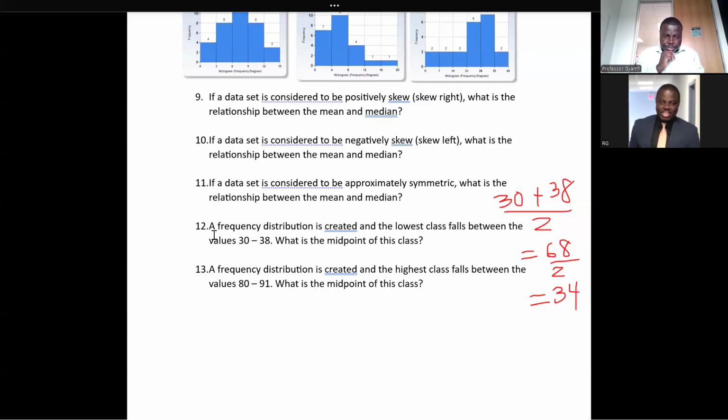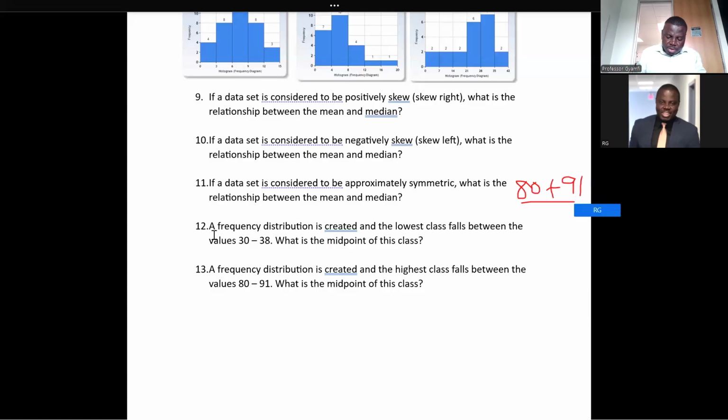Now let's go to 13. In 13, we have the lower class limit is 80, the upper class limit is 91. Again, same thing, add the 2 and then divide by 2. So we're going to have 80 plus 91 divided by 2. And that should give us 171. So we're getting 85.5. Okay. So that is how you find the midpoint of a class.